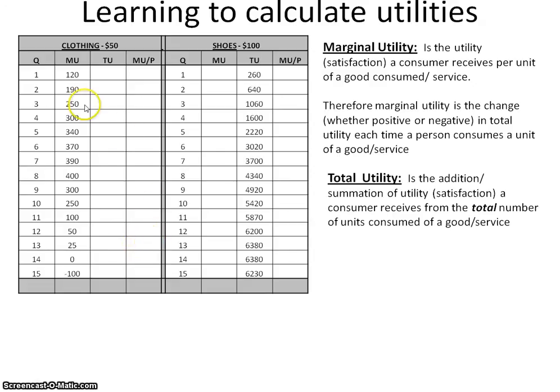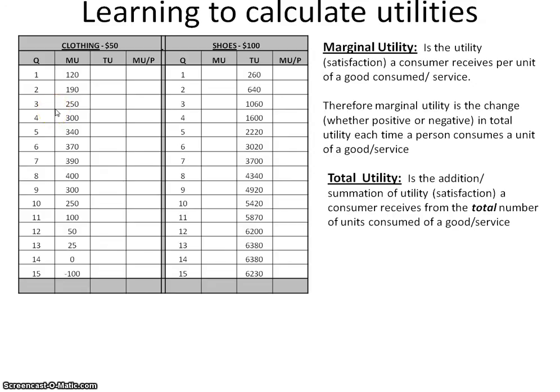So what we're saying here is that you as an individual, when you purchased your first unit of clothing, the value that you assigned in terms of satisfaction for that first unit, we say is 120. For the second piece of clothing that you purchase, you assign a new value of 190.